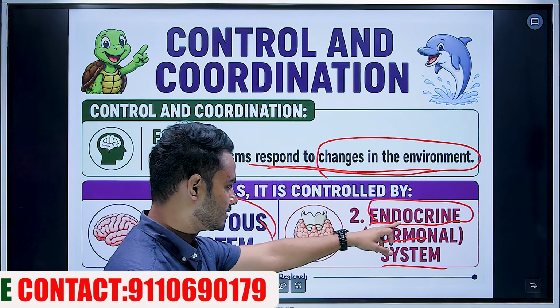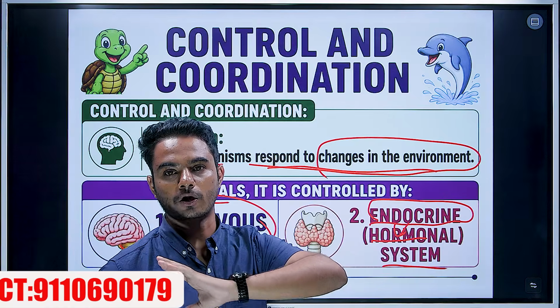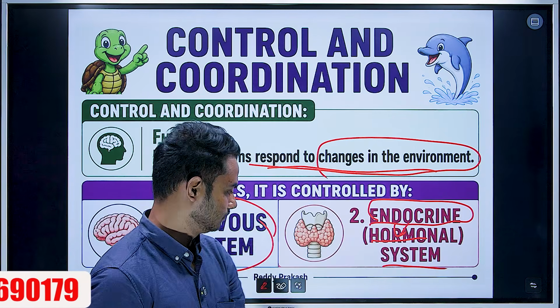Endocrine glands also control your body through hormones. Hormones will tell your body what to do. Easy, right?